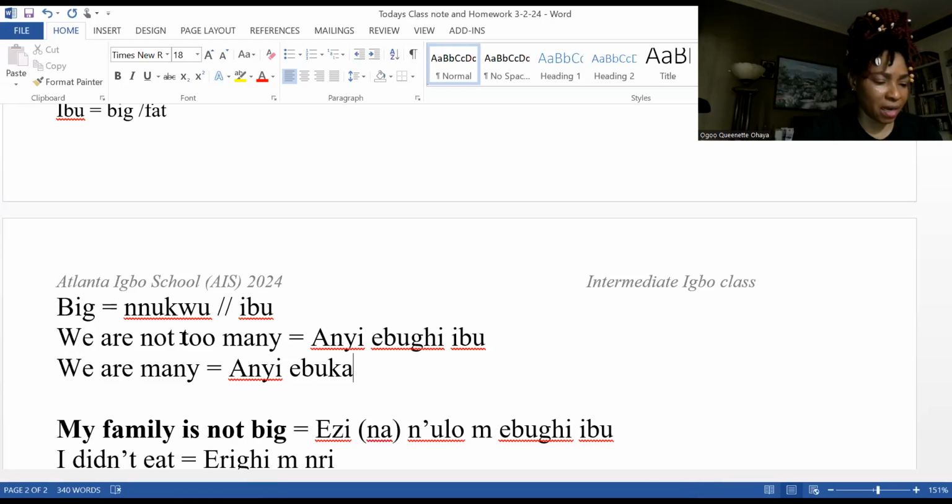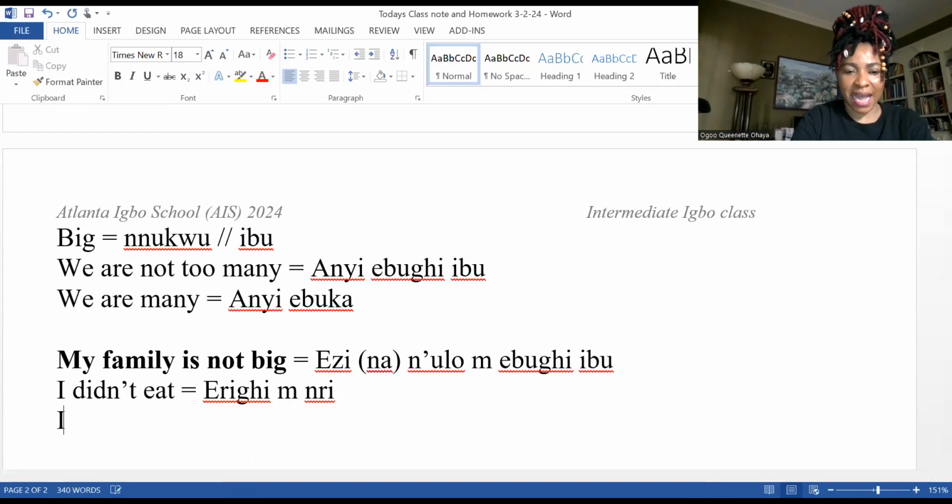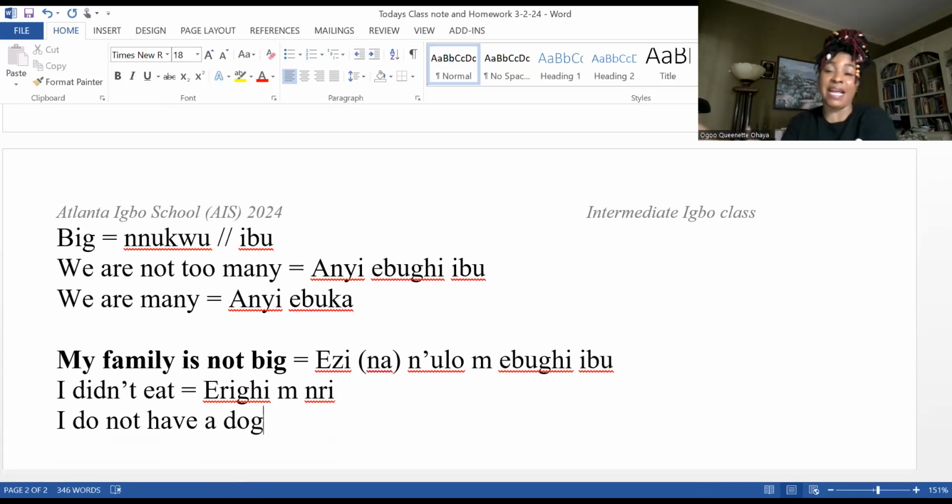Agagi ebu ibu. Okay. Now, there's another one here. You say, I do not have a dog. And you say, anagim enwe nketa. That's not how you say I do not have a dog. But you say, anagim enwe nketa. No, that's not how you should put it. So you can't say anagim enwe nketa, because you say you don't have it, right? I do not have a dog means.